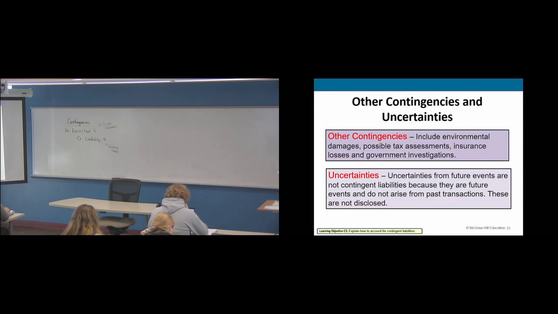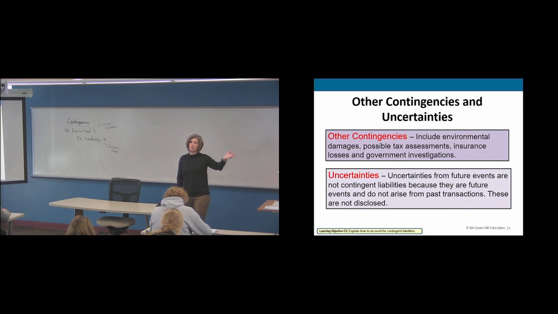All right. Other contingencies, oh, we kind of looked at that. And then uncertainties, future events that didn't necessarily arise from past transactions. Those are really tough. You don't disclose those. Life is an uncertainty, right? If you own a business, every time you open your front doors, you've got uncertainty. But companies do a number of things to mitigate the risk.